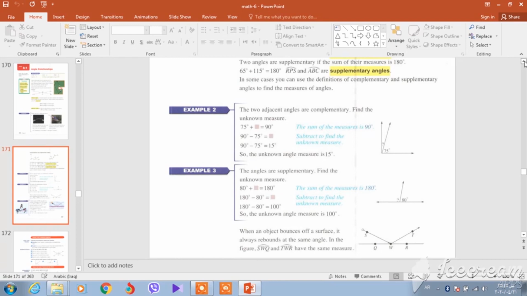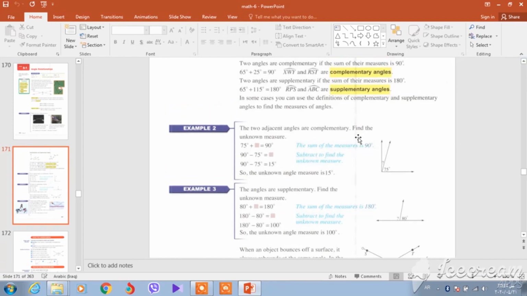We have complementary angles and supplementary angles. This is a complementary angle. Why? Because we have a right angle. If we have a right angle, it means it is equal to 90 degrees. So you can find this angle by using 90 minus 75 equals 15. So this angle is equal to 15, and it's called a complementary angle.